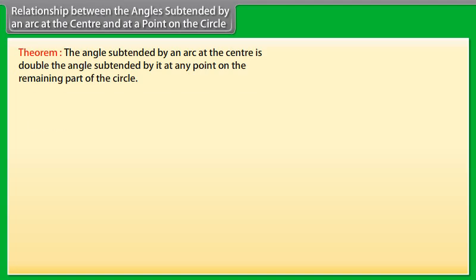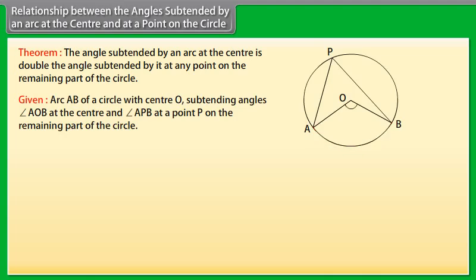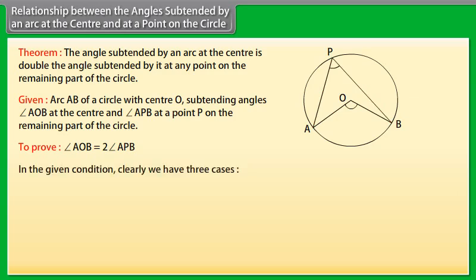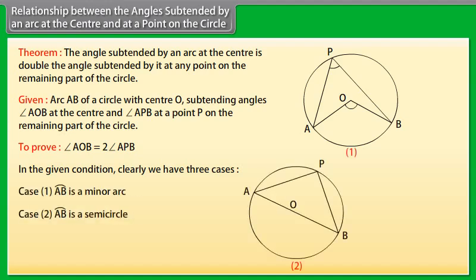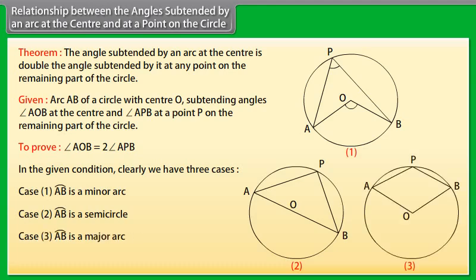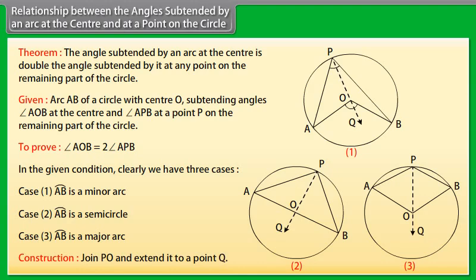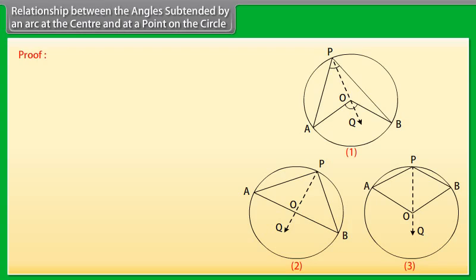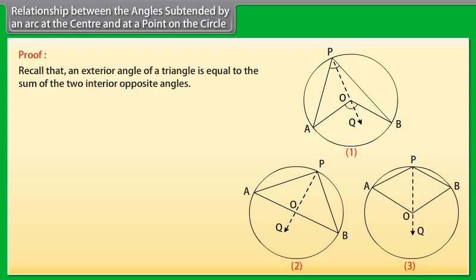Let's prove it. Given arc AB of a circle with center O, subtending angle AOB at the center and angle APB at a point P on the remaining part of the circle. To prove, angle AOB is equal to 2 angle APB. In the given condition, clearly we have three cases. Case 1, AB is a minor arc. Case 2, AB is a semicircle. Case 3, AB is a major arc. Construction. Join PO and extend it to a point Q. Proof. Recall that an exterior angle of a triangle is equal to the sum of the two interior opposite angles.